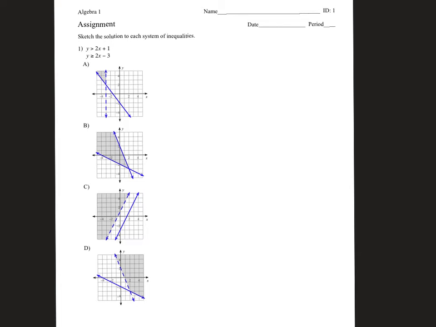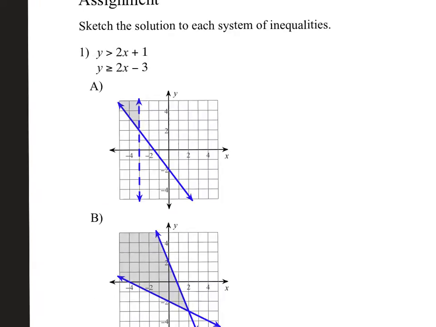In this section, you're going to be finding the graph for a system of inequalities. And because it's multiple choice, that will be very helpful. I'm going to show you how to use the multiple choice to help you narrow the responses down.